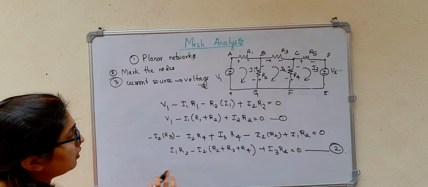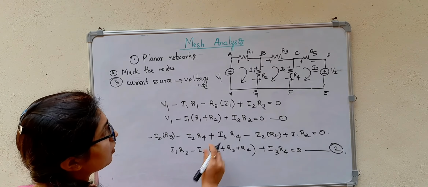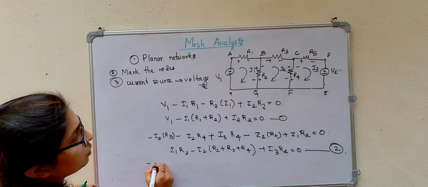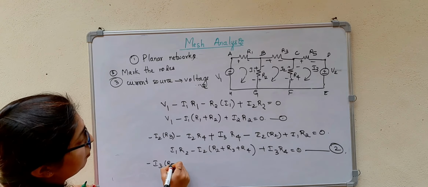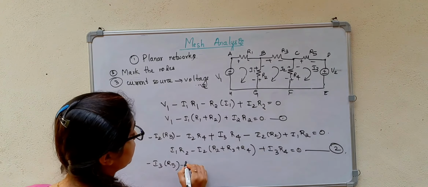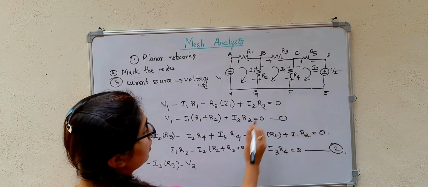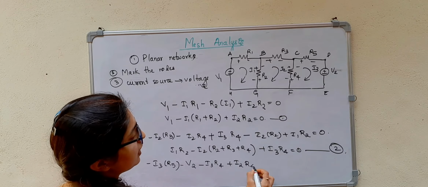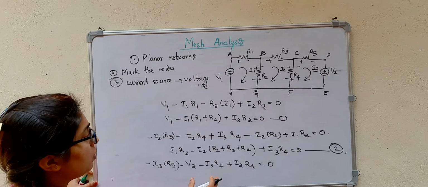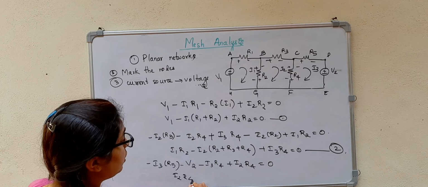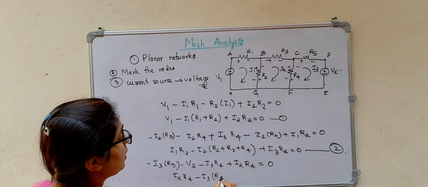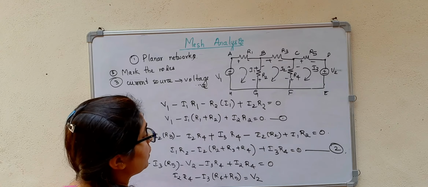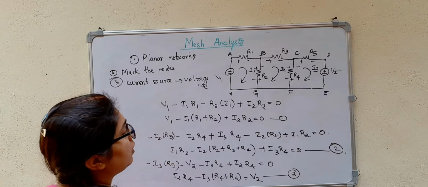Okay, so this one. Then we will consider this loop, C, D, E, F, C. So we are going through that: I3 minus I3 R5, then plus first, so it is minus V2. Then we have minus I3 R4 plus I2 R4, that is equal to 0. Now we can also write this as I2 R4 minus I3 (R4 plus R5) is equal to V2. So this is the third one.